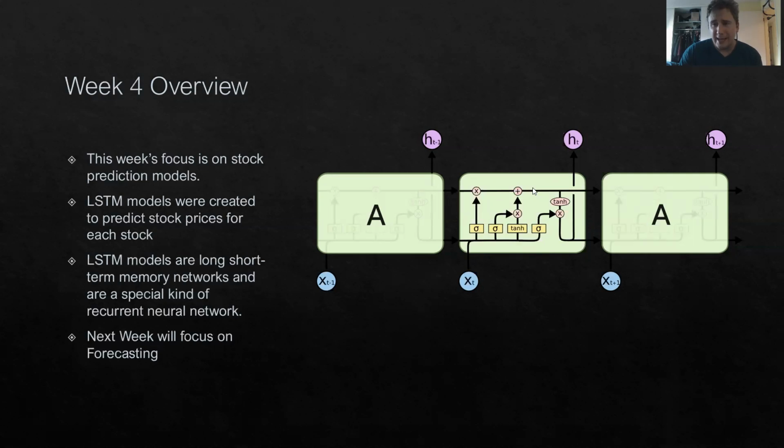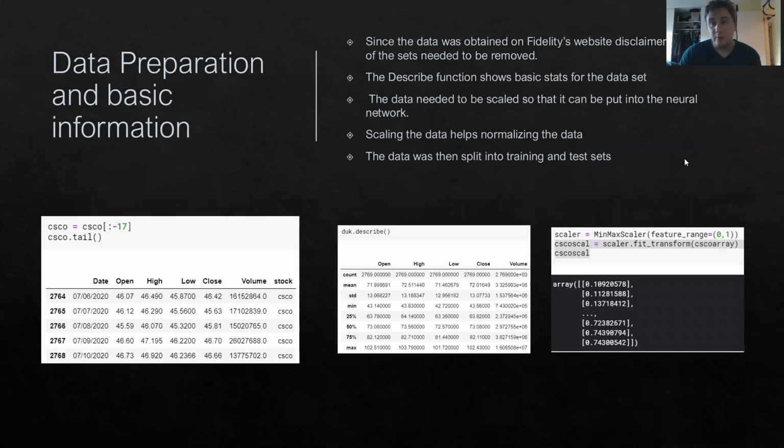And I created a model for each one of the stocks that I've been doing: Cisco Systems, Duke Energy, JP Morgan Chase, and Southwest Airlines. Next week, I plan on focusing a little bit more on forecasting to move the model along. So, just some basic preparation and statistics here.